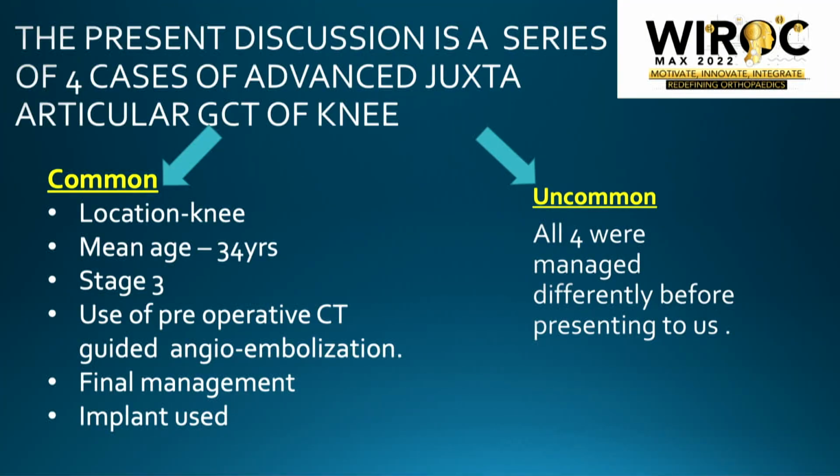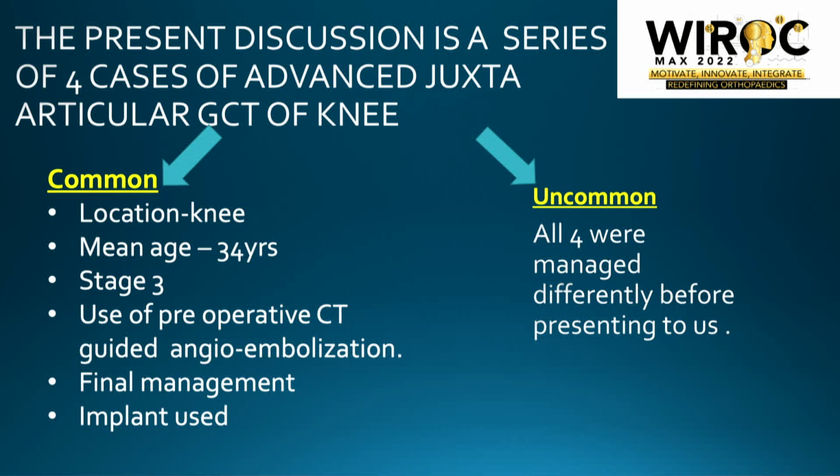So the current paper is a discussion on 4 cases of advanced juxta-articular tumors around the knee, where we have some common factors: they are all tumors around the knee with a mean age of 34 years. They all presented to us with recurrence or at a late stage, stage 3 with Campanacci grade 3. So we decided to go ahead with wide excision and en bloc resection for these patients. In all these cases, we had done a preoperative biopsy, which came out positive for giant cell tumor, and a preoperative CT guided angioembolization. And we managed this with a hinged knee megaprosthesis.